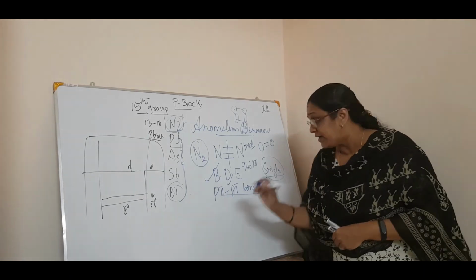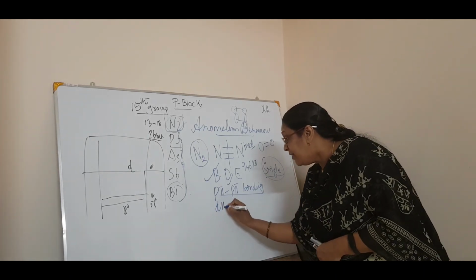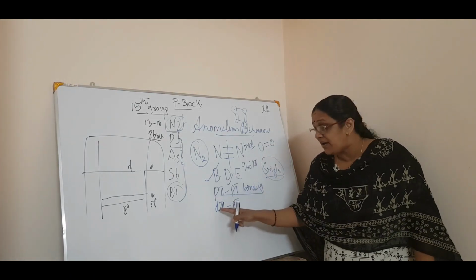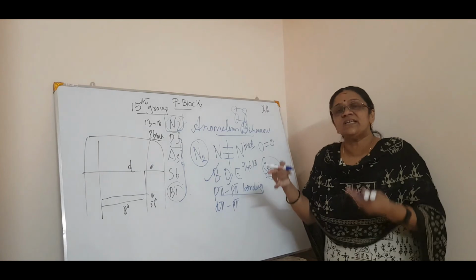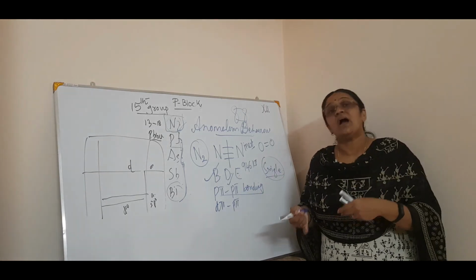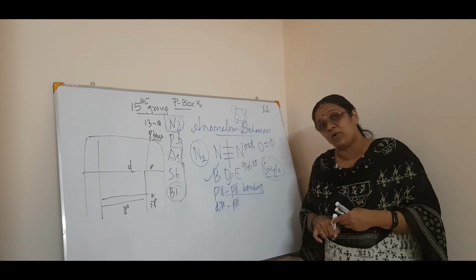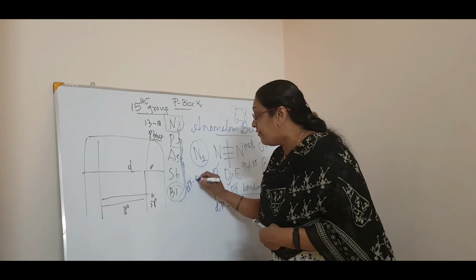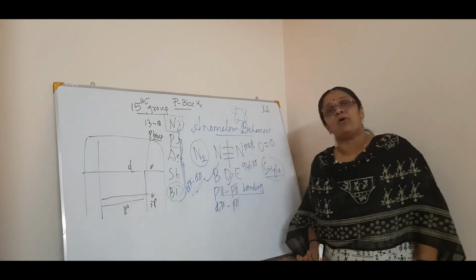And it cannot have d-pi bonding. You know why it cannot have d-pi bonding? Because there is no d orbital, isn't it? Simple. Since there is no d orbital, how can nitrogen form a d-pi bond? Whereas in the case of phosphorus and arsenic, they can even have a d-pi bond.